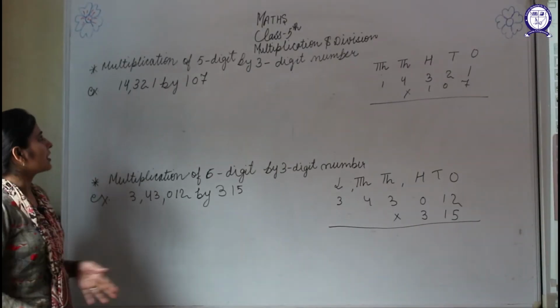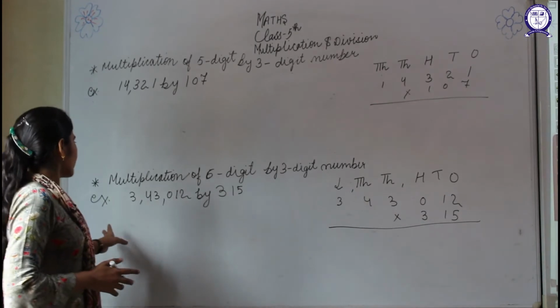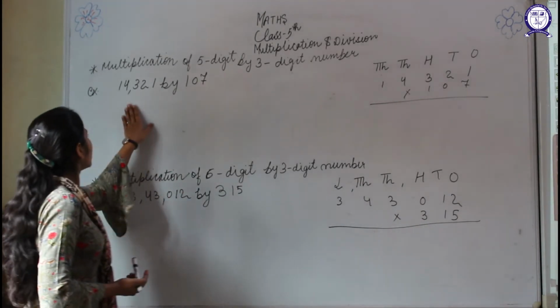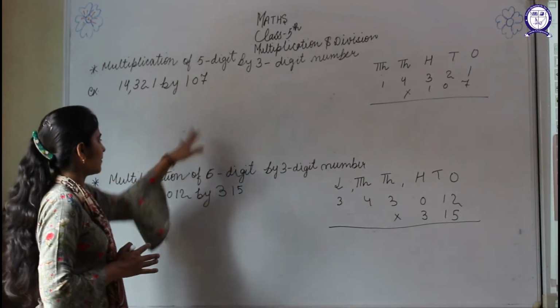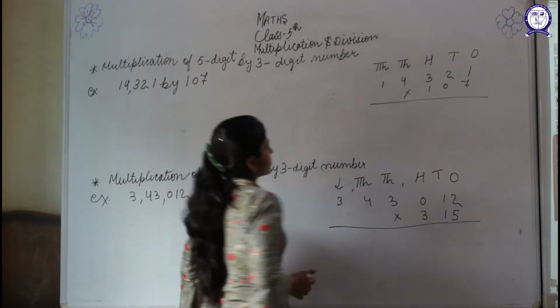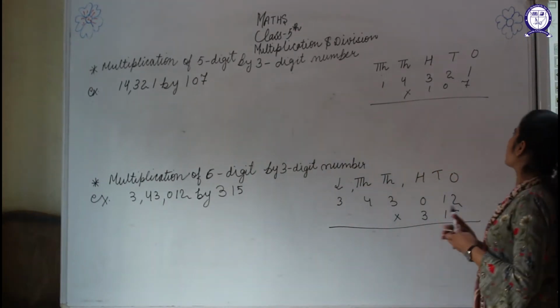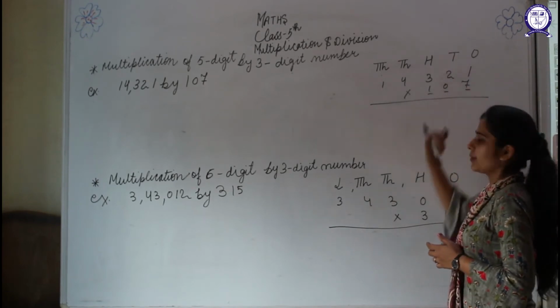So let's begin with our multiplication of 5 digit by 3 digit, then we will study the multiplication of 6 digit by 3 digit number. So here we are having 14,321. We need to multiply this by 107. So arrange the numbers under their place values and start multiplying. First we will multiply this whole number with 7, then with 0, then with 1.